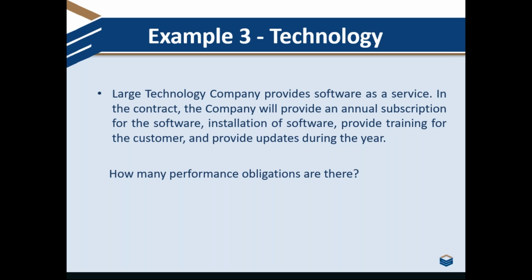So in this one, a large technology company provides software as a service. In the contract, the company will provide annual subscription for the software, installation of the software, provide training for the customer, and provide updates during the year. How many performance obligations are there? So please let us know how many you think.